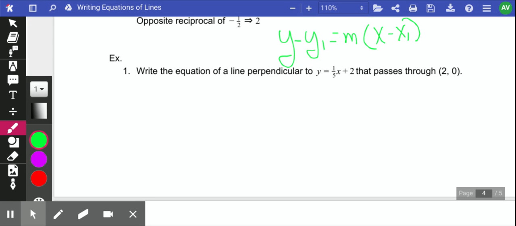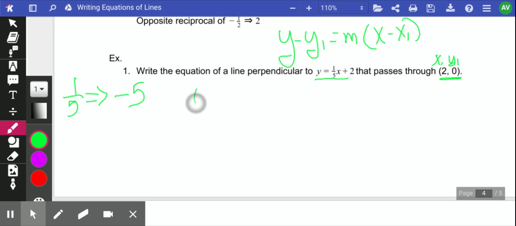Now from here, I need to discern what is the slope. So what was the slope in this line? The original slope is 1/5. What would be the opposite reciprocal of that? Well, opposite means it changes signs and we have to flip it. So the slope would be -5. And then it passes through this point. So the 2 is going to be the x1 and the 0 is going to be the y1.